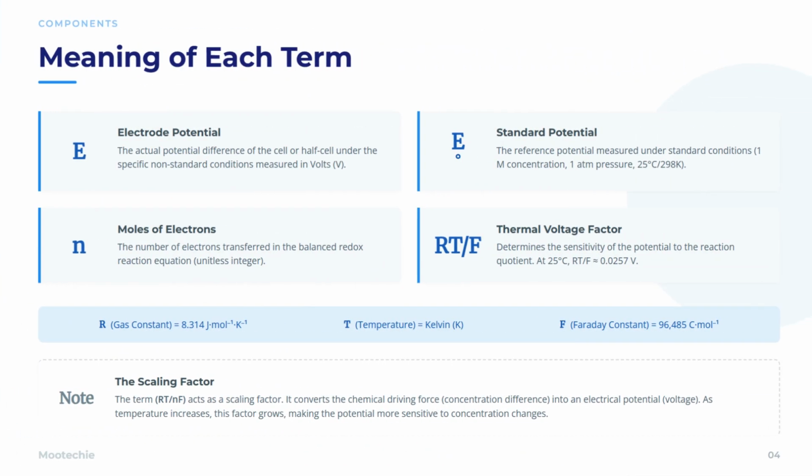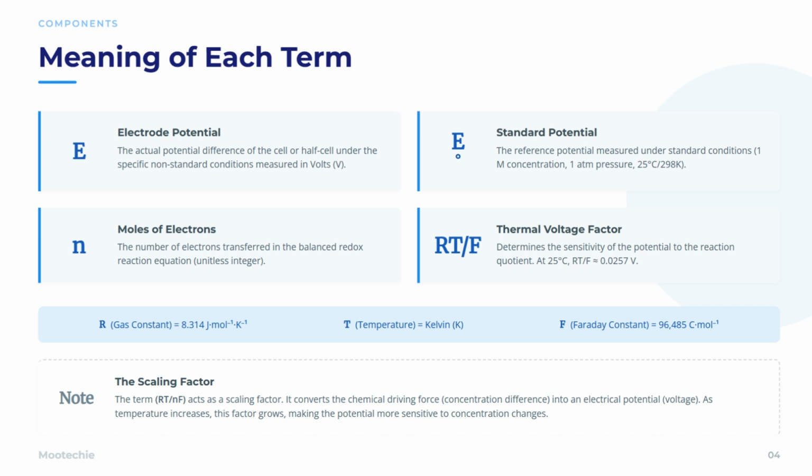This slide breaks down the meaning of each term in the equation. First is E, the electrode potential. This is the actual potential difference of the cell or half cell under specific non-standard conditions, and it's measured in volts. Next is N, which represents the moles of electrons transferred in the balanced redox reaction. It's a unitless integer. Then we have E degree, the standard potential.